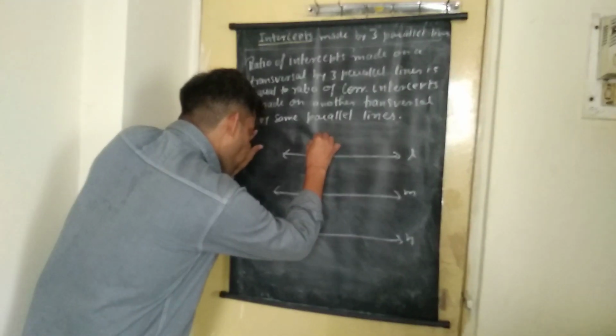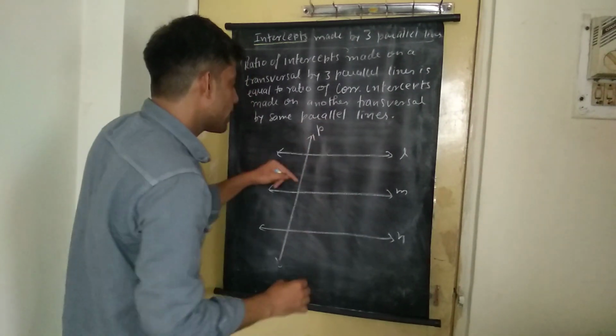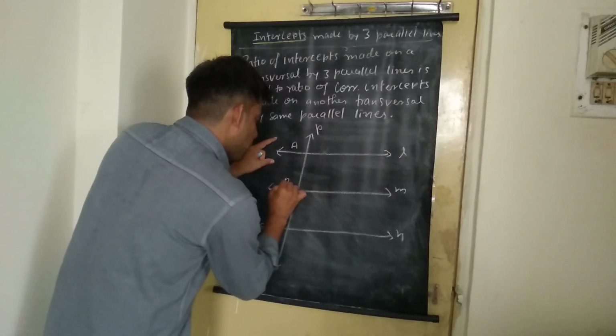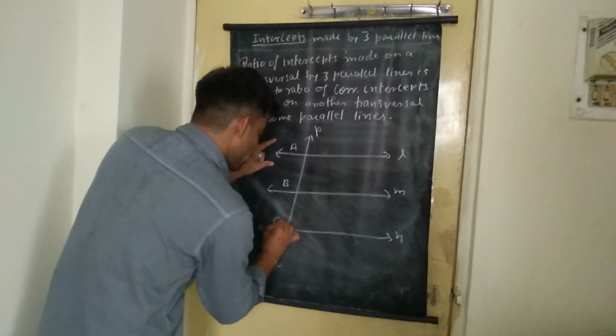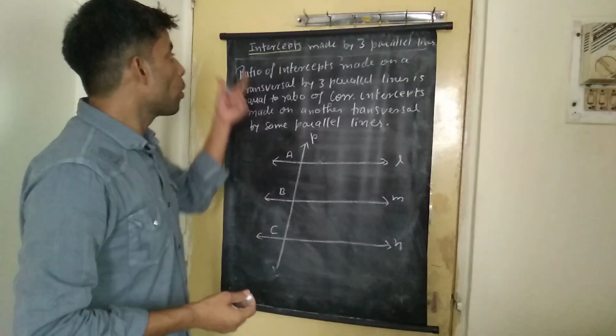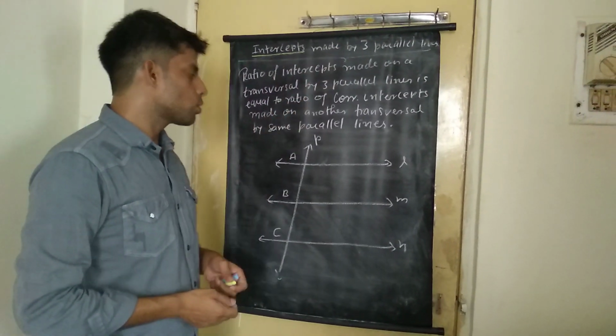So let me draw a line P which is intersecting line L at point A, line M at point B, and line N at point C. Okay student, now let us understand the meaning. So ratio of intercepts made on a transversal.